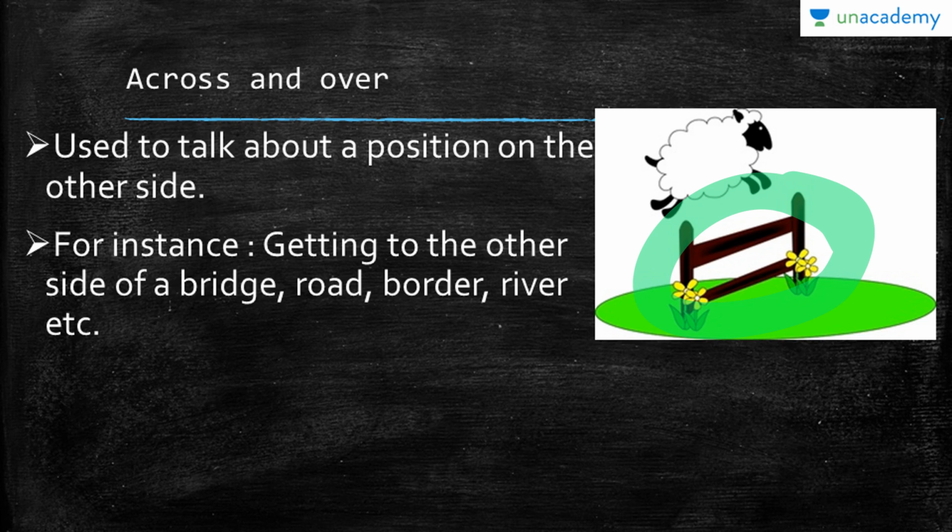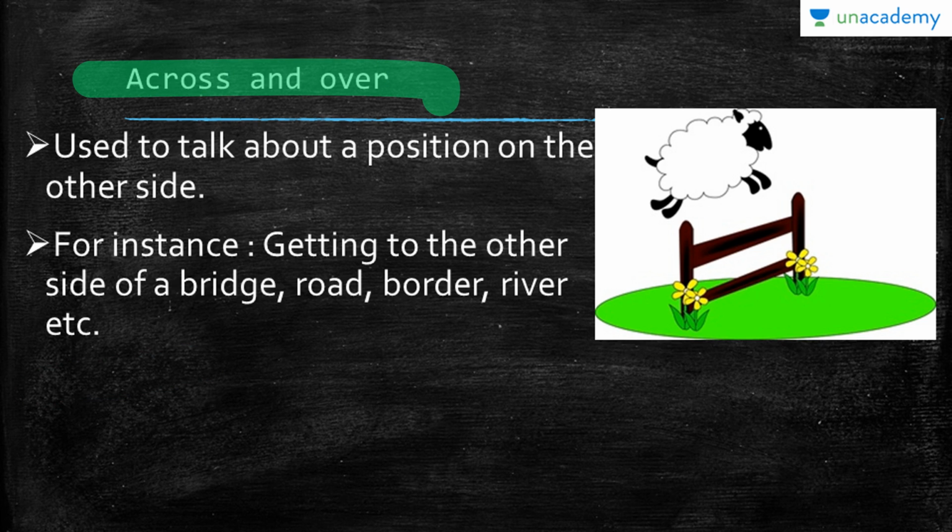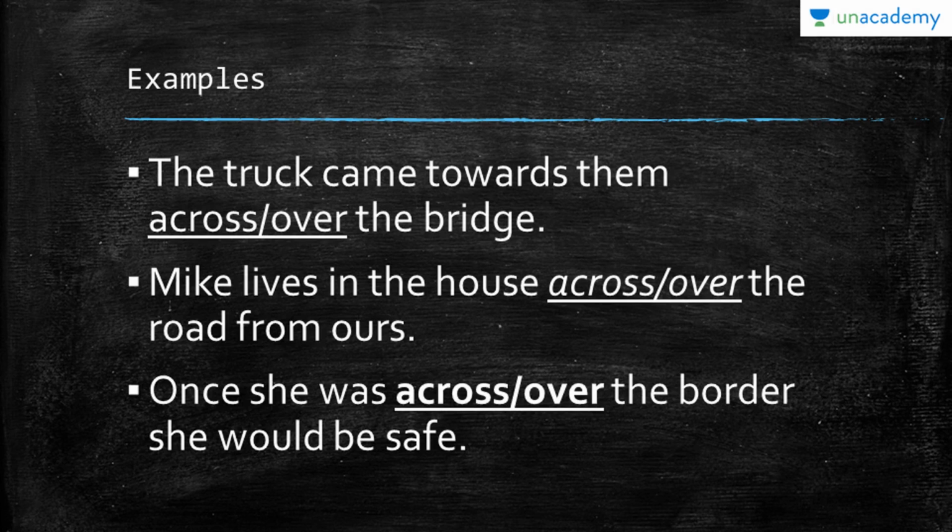So let's see the example. Getting to the other side of the bridge, road, border, river, etc. If this kind of movement is involved, then we are supposed to use these two prepositions, across and over. So let's see the examples. The truck came towards them across/over the bridge. So either of these two can be done.